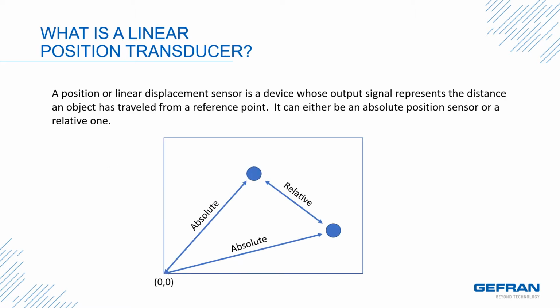First, let's talk about what a linear position transducer is. A position or linear displacement sensor is a device whose output signal represents the distance an object has traveled from a reference point. It can either be an absolute sensor or a relative one. In the diagram below, the two blue dots each have an absolute distance measurement from a point that is defined as absolute 0. They also have a relative measurement between them. The dots could either be stationary or moving.